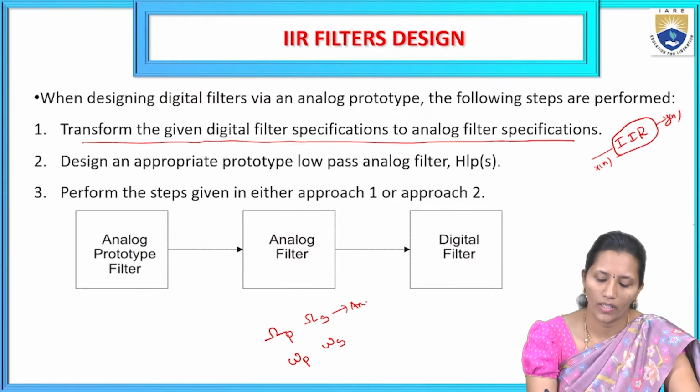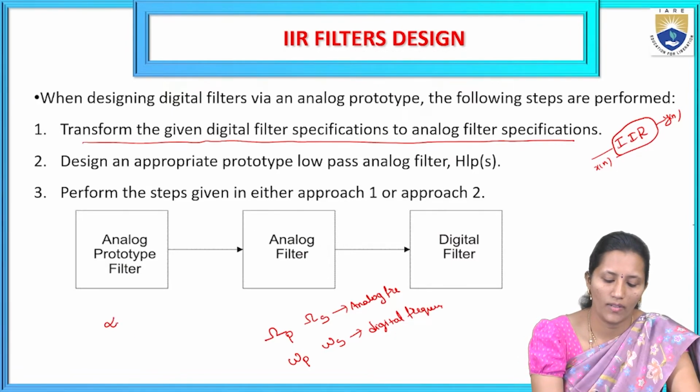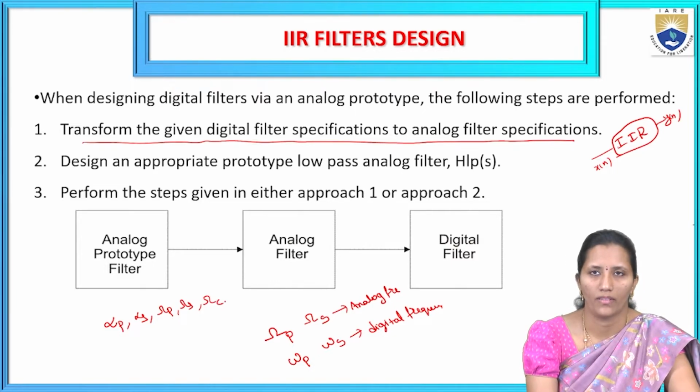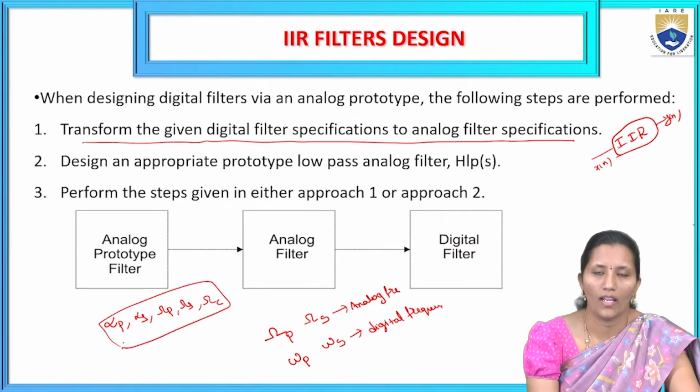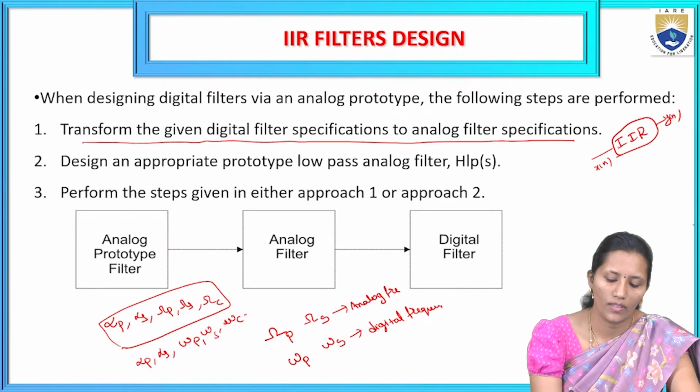These are the analog frequencies. These are the digital frequencies. In the specifications, they will give attenuation factors and the pass band and stop band, or they may give the cutoff frequencies. If the specifications are given in analog form, first we have to convert those analog filter specifications into digital filter specifications: alpha p, alpha s, omega p, omega s, and omega c.